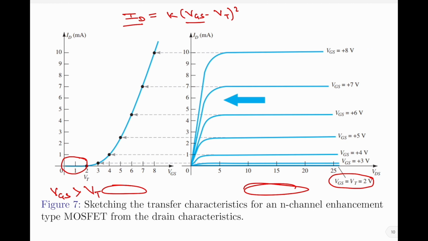Another important point that should be noted in these graphs is that while mapping the drain current values of the transfer characteristics from the drain characteristics, only the saturation level values are taken into consideration. You can see these lines here.